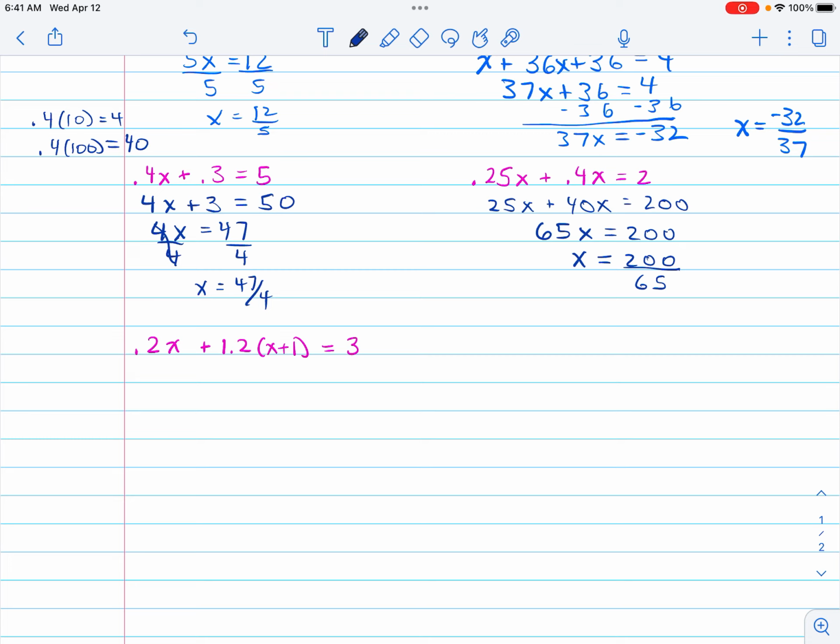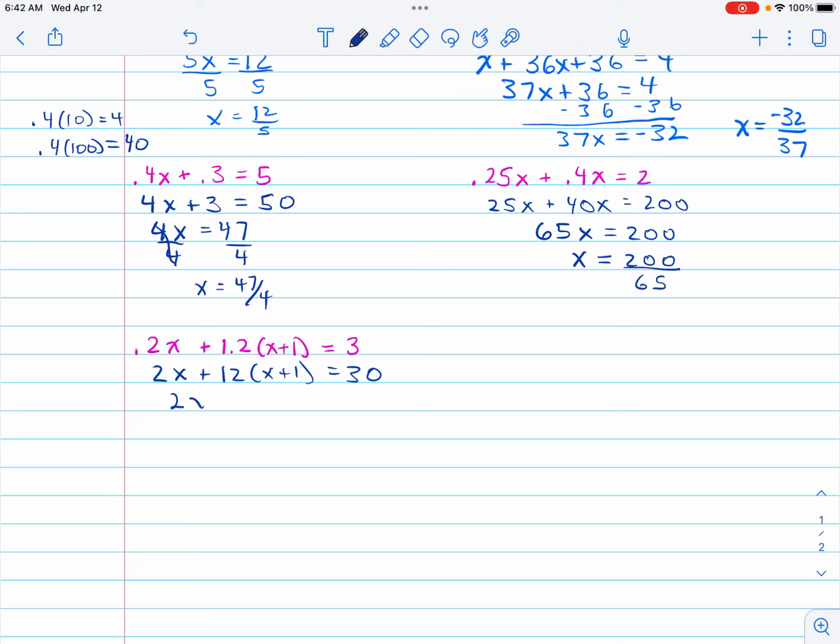We've got 0.2x, 1.2x plus 1 equals 3. So here's what we do. We move the decimals, each 1 place to the right. Now notice I didn't do anything to the inside of the parentheses. For each term, you pick one number, move the decimal that many places to the right. So I'm just clearing my fractions out. That's all I'm doing. And now dig this.